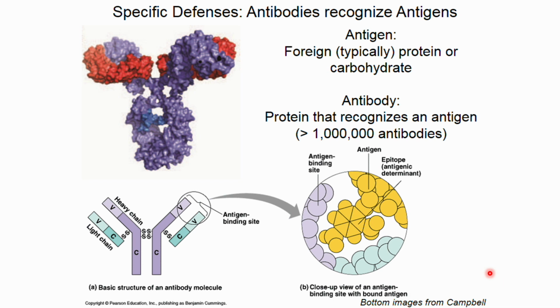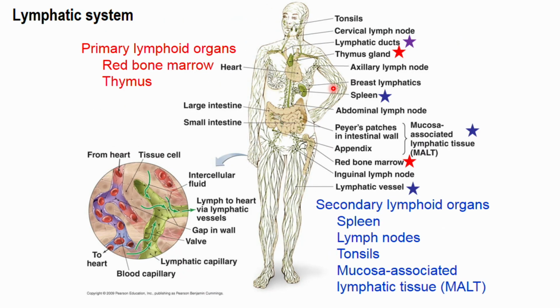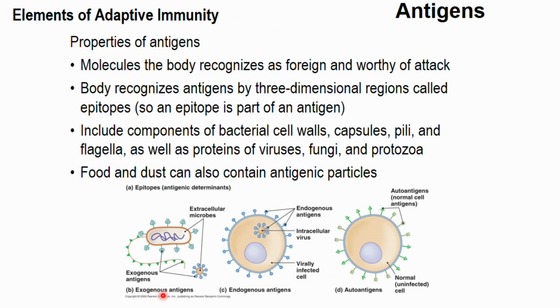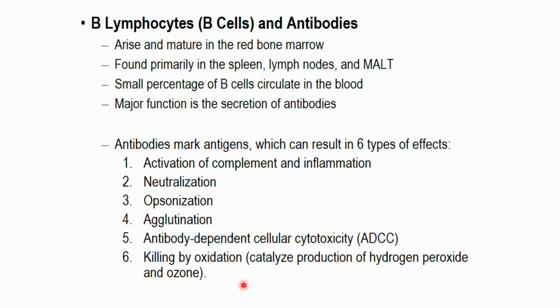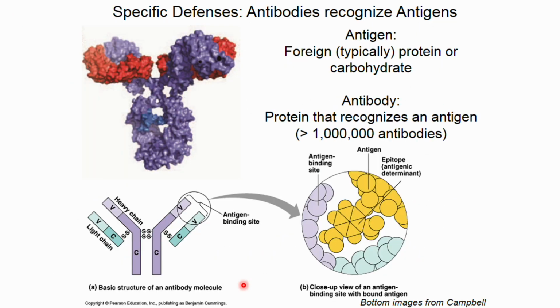Okay, so how do antibodies recognize antigens? First of all, what is an antigen? An antigen is typically a protein or a carbohydrate, and we talked about it a few slides ago when we talked about exogenous antigens that are on the outside of a bacteria, for example, in this polysaccharide component or protein or a particular toxin, as well as endogenous antigens that are virally infected. So they are parts of a particular pathogen.